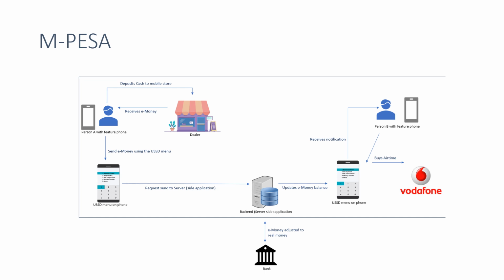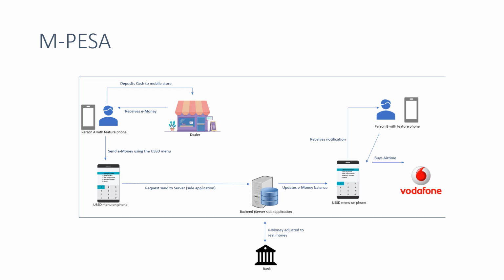Person A uses the USSD menu on the phone to view the balance and also to send money to person B, who is also a feature phone user and has a mobile number registered with the same telco provider. Both person A and person B are on the telecom network. There is no internet, and the USSD menu in the phone is available to both.